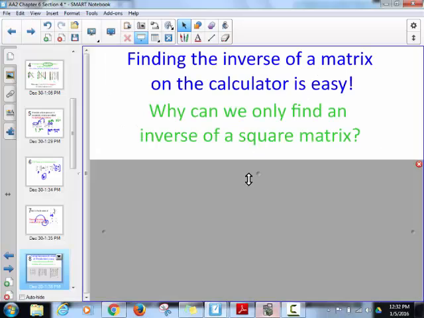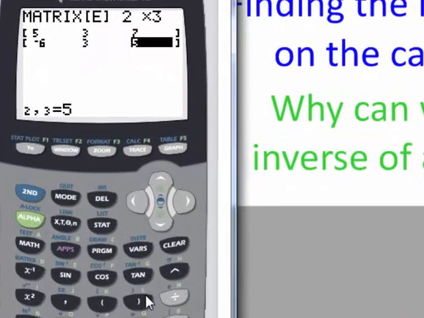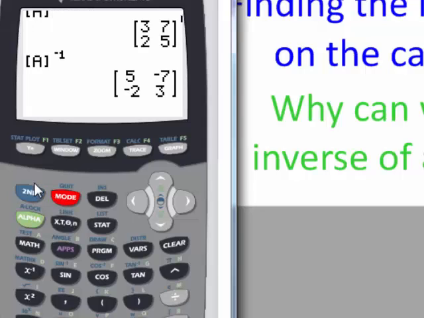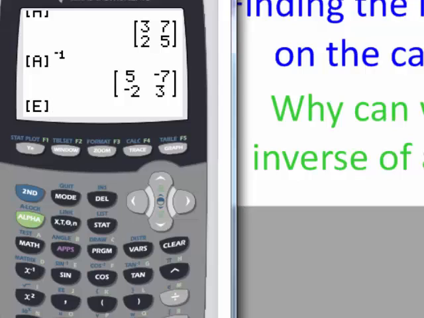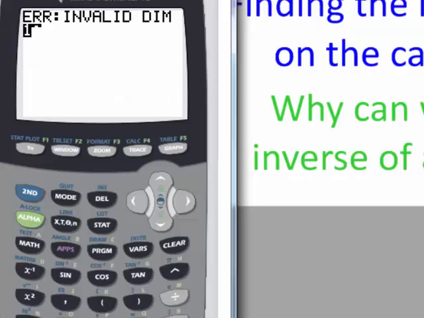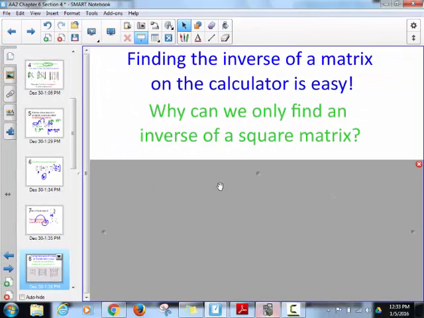Okay, and why can we only find the inverse of a square matrix? For example, if I had a 2 by 3, like matrix E, let me see if I can find the inverse of that. So if I grab E and try the inverse, why does that not work? Why can I not find the inverse of something that's not a square matrix?